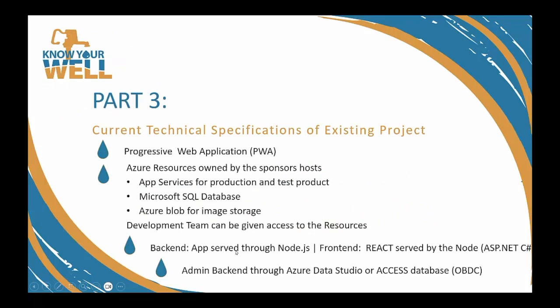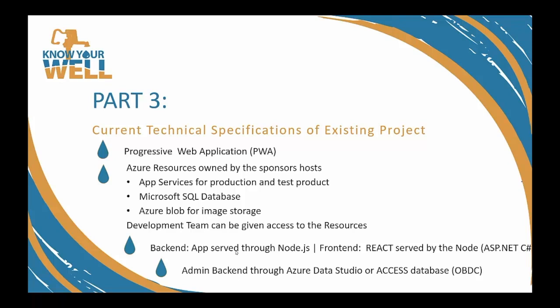So we're going to talk about some specs, the technical specifications. Yes, it is a progressive web application. All of our resources are stored in an Azure account. So we have app services for the production site and also a test site. We have a Microsoft SQL database, and then we're using an Azure Blob for our image storage. The development team will be given access to these resources as we've done in the past.